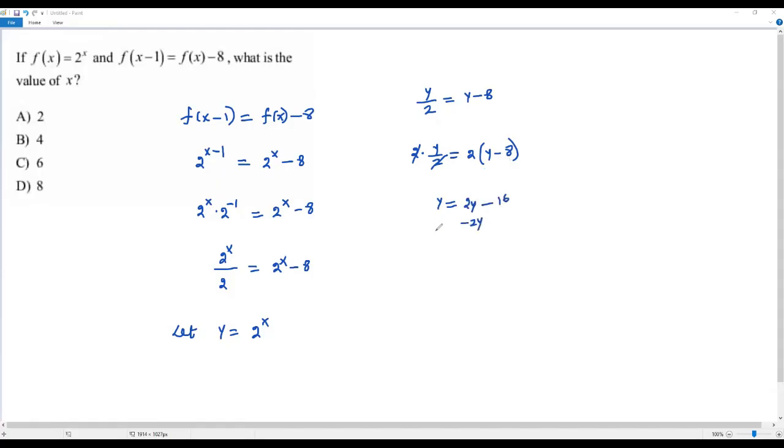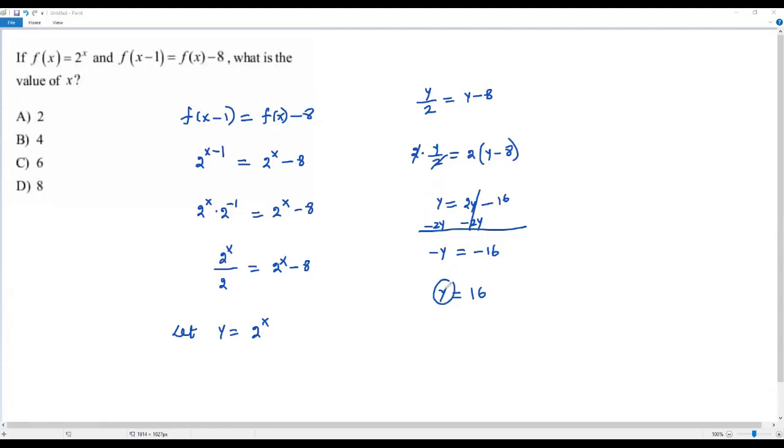Let me subtract 2y from both sides of this equation. This positive 2y and negative 2y will cancel out. When I combine positive 1y and negative 2y, I am getting -y = -16. Now we can multiply both sides of this equation by negative 1. When I multiply negative y by negative 1, I am getting a positive y. When I multiply negative 16 by negative 1, I am getting a positive 16. Here I got the value of y, that is 16.